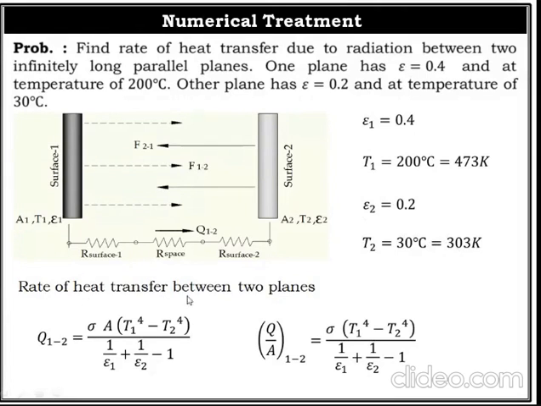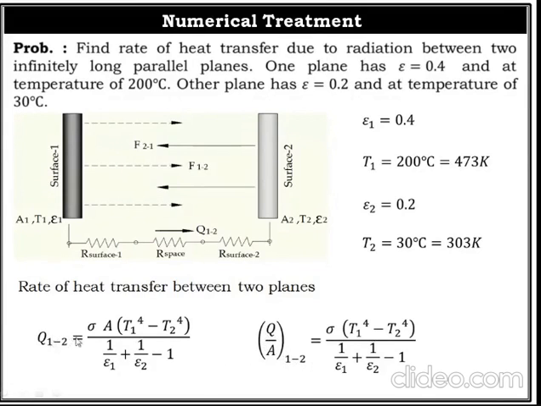Now the rate of heat transfer between two planes. For such a configuration, where there is a surface resistance 1, surface resistance 2 and space resistance, and heat transfer rate from 1 to 2, we just derived this formula, but they don't provide area. In such a case, either we write it for unit area, area equal to 1 meter square, and put the value area equals 1, or we shift the area term. So Q by A, so Q by A 1 to 2.